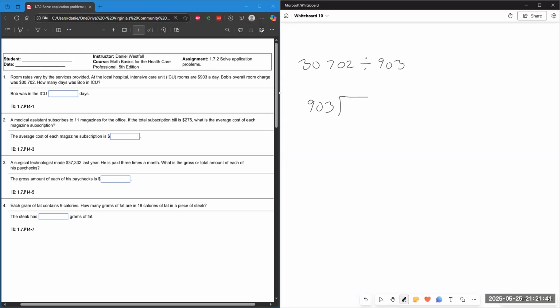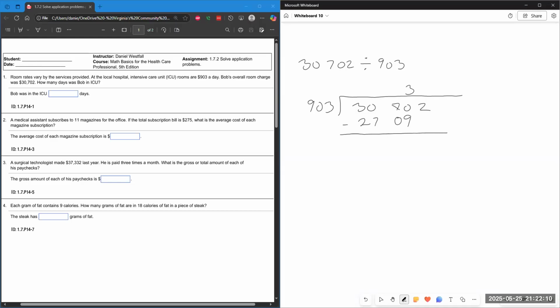903 is the divisor on the outside. 30,702 is the dividend on the inside. 900 doesn't go into 330 or 300. It goes into 3,000 approximately 3 times. 3 times 3 is 9. 3 times 0 is 0. And 3 times 9 is 27.